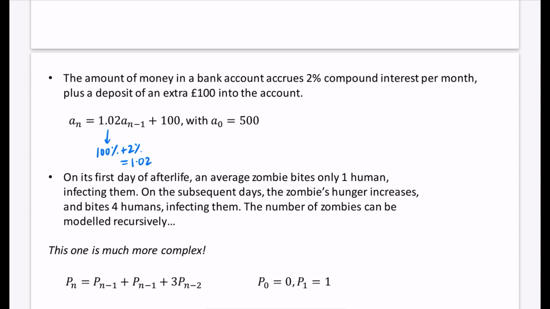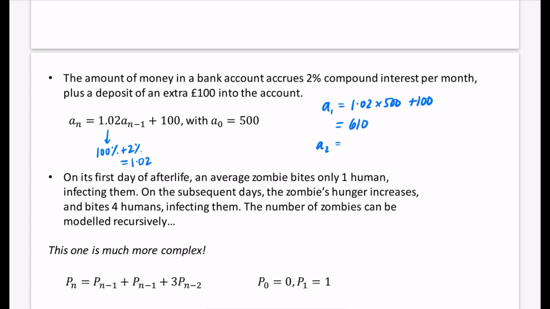And we said to start with, there were £500 in the bank account. So we're just going to do A1, maybe A2. So it would be 1.02 multiplied by 500, and then we would add on £100. So I'm going to do 1.02 times 500 plus 100. We've got £610 in the account.